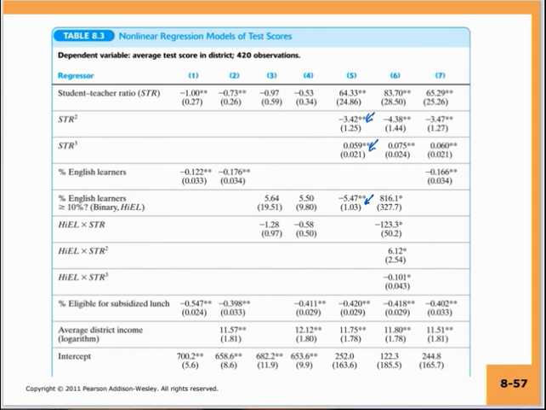Here in model 6 you have included both quadratic and cubic terms for STR, and you have included the interaction terms between the binary variable and all of the quadratic and cubic terms. So this model 6 has the largest number of independent variables included, and in model 7 again you leave the percentage English learners as a continuous variable, and you don't include a binary variable.